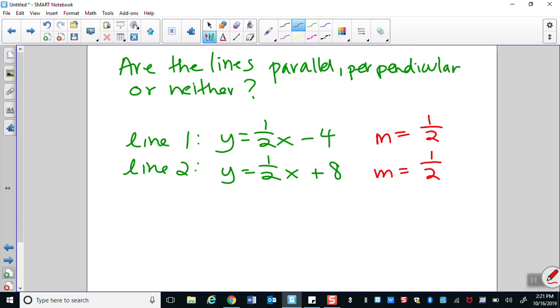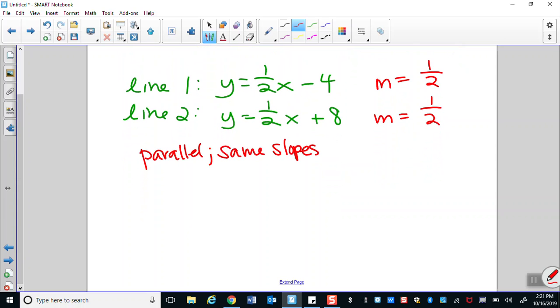Now it's clear to see that those slopes are the same. So these lines are parallel, and you know that because you have the same slope. The first kind of problem you're going to see, the slopes will be the same. You're just comparing the two. If they're exactly the same, then the lines are parallel. Let's do another example.